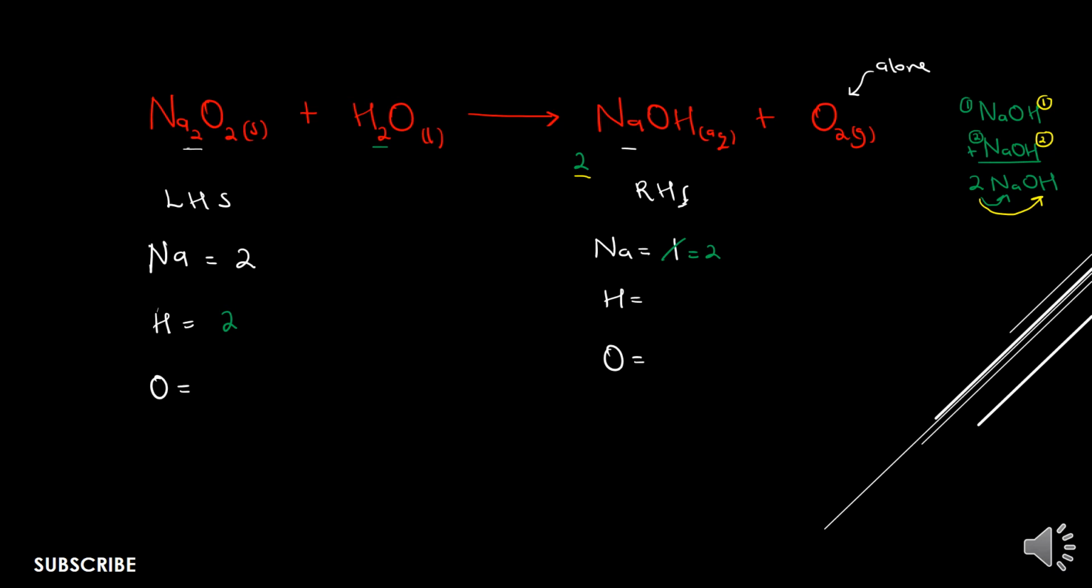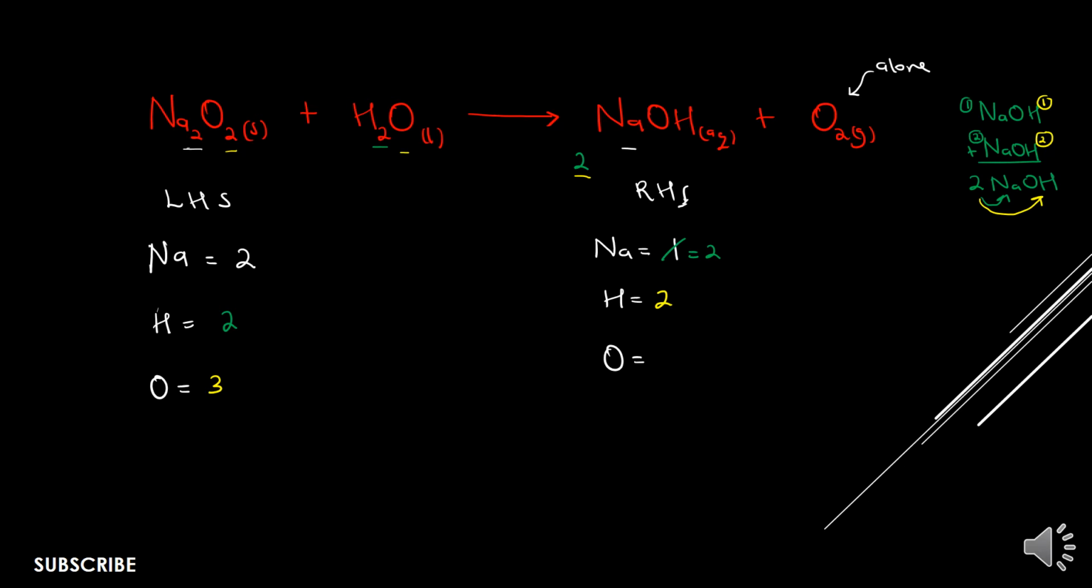If at all you are using a piece of paper, you can first use a pencil in this case. So we have 2 hydrogen atoms. So lucky enough, hydrogen is balanced, 2-2. So now we go to the last one, which is oxygen. Oxygen, we have 2 atoms from sodium peroxide plus 1 atom from water. So that makes a total of 3 atoms on our left hand side.